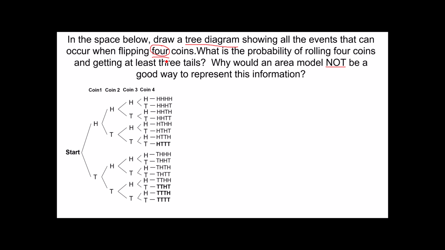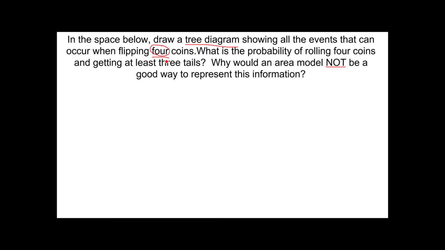What's the probability of flipping 4 coins and getting at least 3 tails? Why would an area model not be a good way to represent this information? We'll answer that in a second. So let's start with the tree diagram. There are 4 decisions. So make sure that when you set up your tree diagram, you're not choosing between coins.